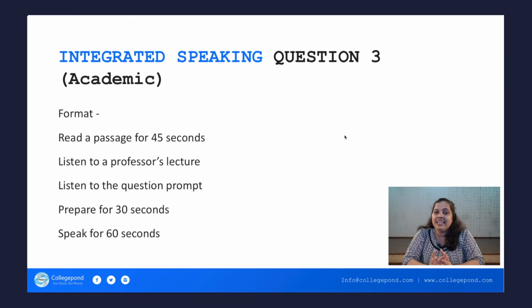Moving on, let's talk about the next question type, which is the integrated speaking question number 3. If you look at the format, it's a little similar to other integrated tasks. You will be integrating your skills. So you will be reading a passage for 45 seconds. The difference here is that the listening audio that you will get will be a professor's lecture. It will probably not be a conversation. So that's one thing that you'll have to keep in mind.